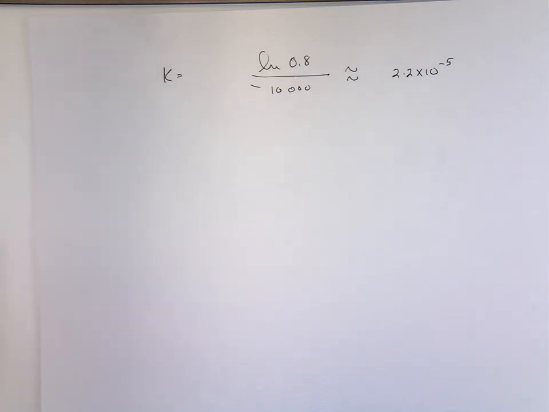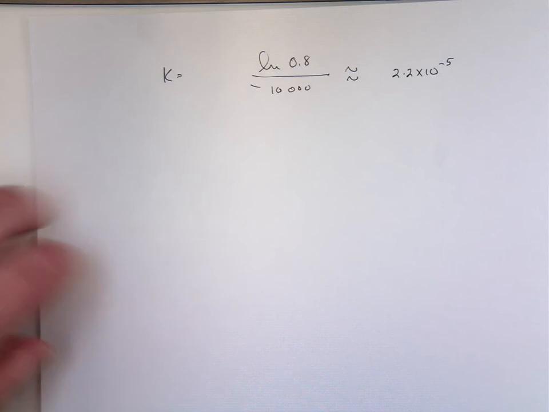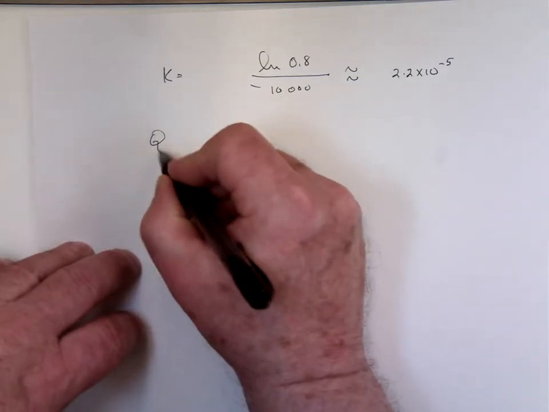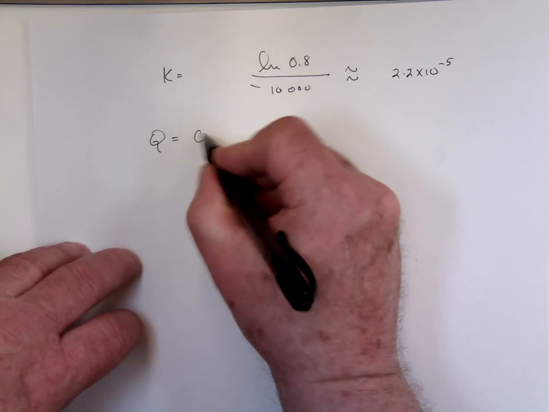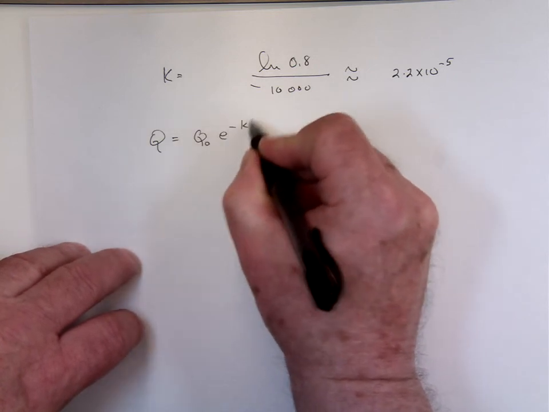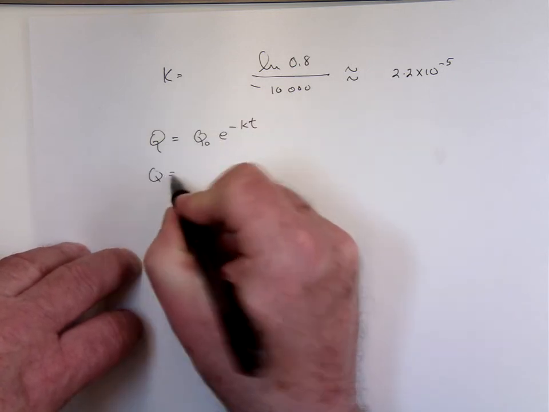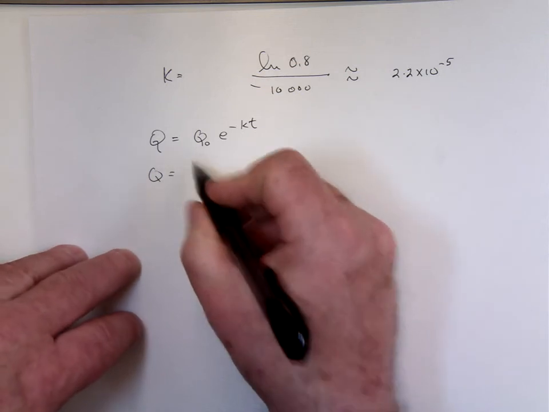So that's K. So here's what we have. Q is equal to Q sub naught e to the negative kt. We know that Q is equal to, in this case, 10 kilograms e to the negative 2.2 times 10 to the negative 5th t.